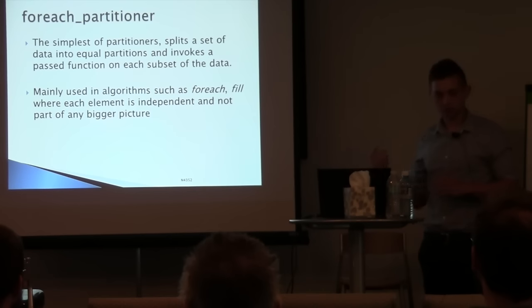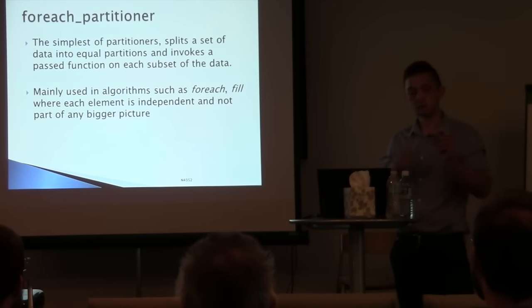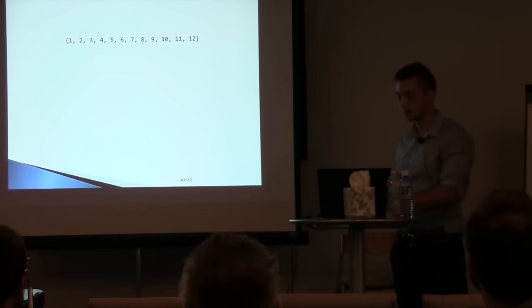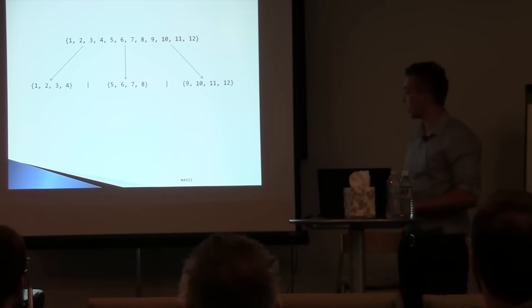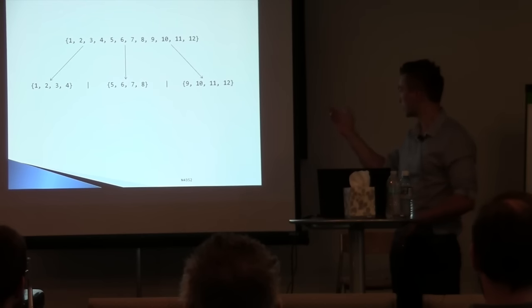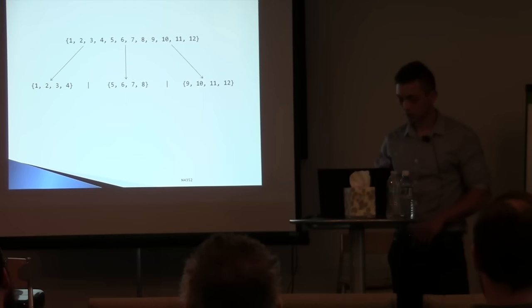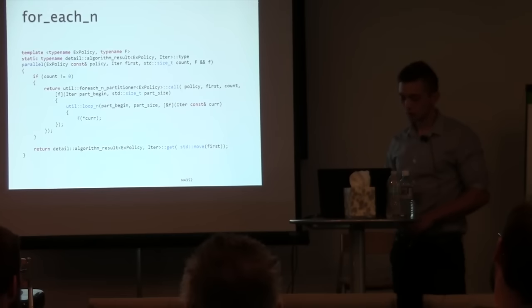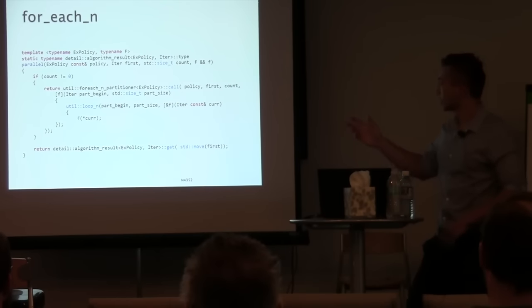It's mainly used in algorithms such as for each and fill, where the return result of each function invoked on the subset is not actually needed. So in a quick example, if you have a set of 12 elements and you had 4 cores, for example, it would break up the data set into 3 equal chunks and invoke a function f passed into the partitioner on each chunk. This is how we implemented for each n.